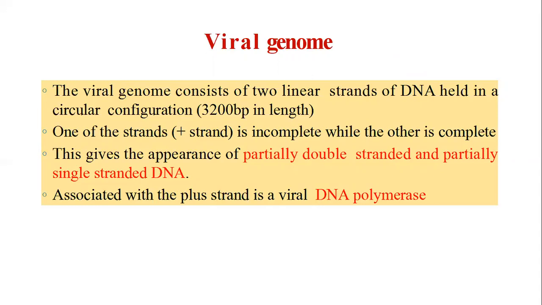One strand of the incomplete double-stranded hepatitis B viral DNA is regarded as the positive strand. The incomplete strand is the positive strand, and this positive strand is associated with an enzyme, the viral DNA polymerase. This gives the appearance of partially double-stranded and partially single-stranded DNA.